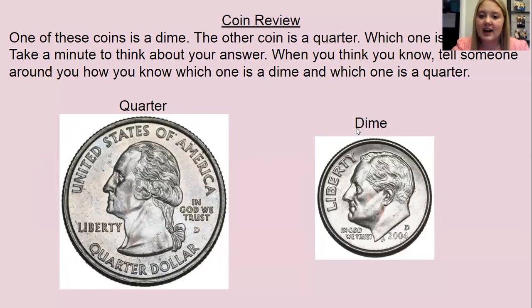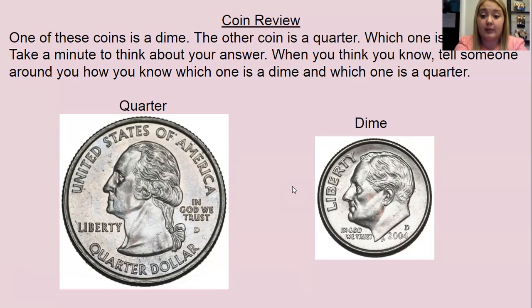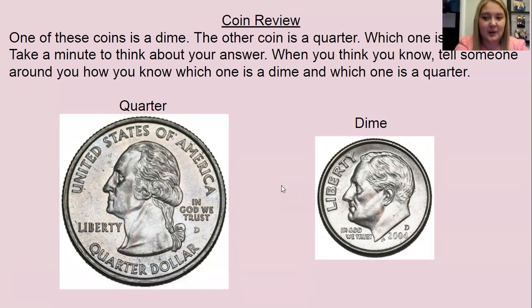This is our dime. Some of the things you might have said, told you this was a dime, is that you see that this is a lot smaller than the quarter. And we know the dime is the smallest coin that we've learned about so far. You might have also said you knew because it was silver or because it has this face on it. Did you get those right? I hope so. Let's move on.